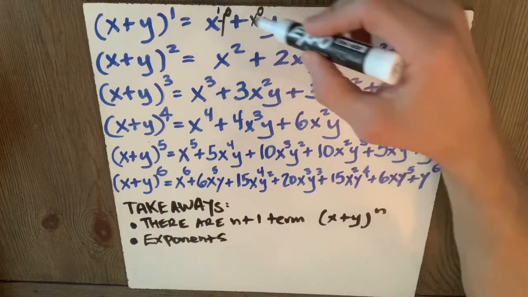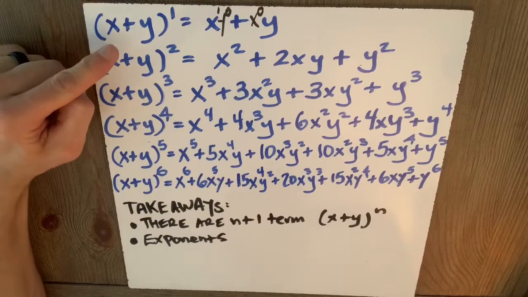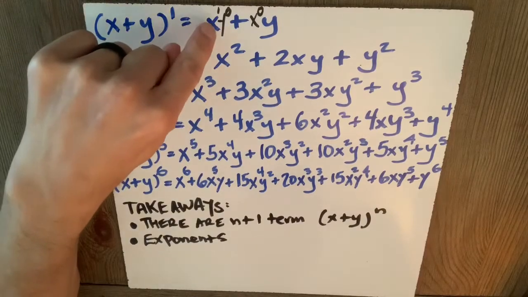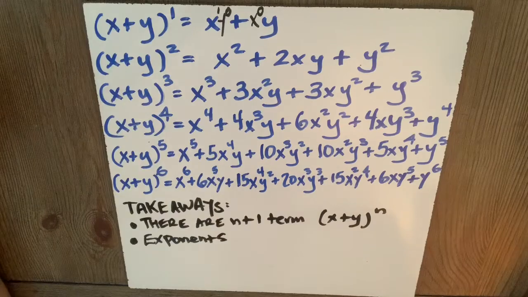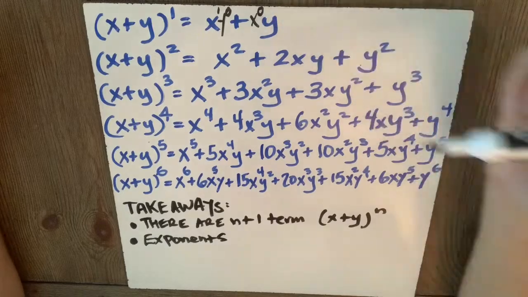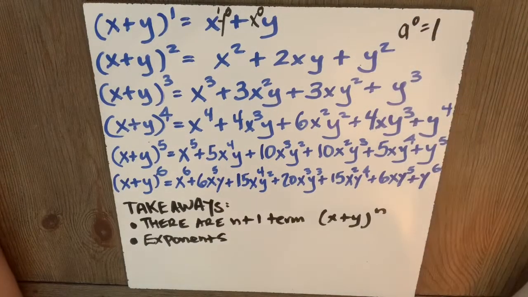So in this simple expansion of x plus y when n is 1, you can see x is to the first power and then x is to the 0 power. So the first term has a descending pattern of exponents. Start high, go low. And when I say low, we're going to stop at 0. Remember, anything to the 0 power is 1. So a to the 0 is 1.